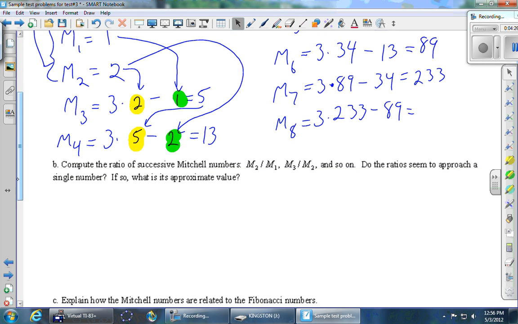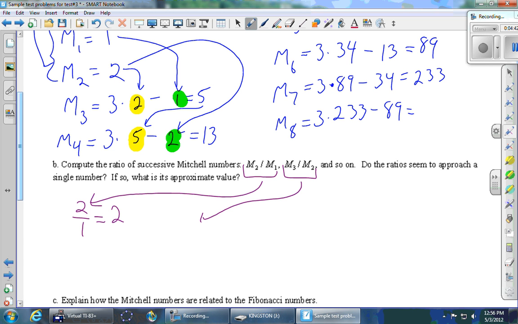It says compute the ratio of successive Mitchell numbers, M2 divided by M1. Let's start there. M2 we found was 2. M1 was 1. Divide those and you get 2. Okay, not sure where to go with that, but that one's done. Let's do M3 divided by M2. The third number in this list was 5, divided by the second number was 2. So that's 2.5.